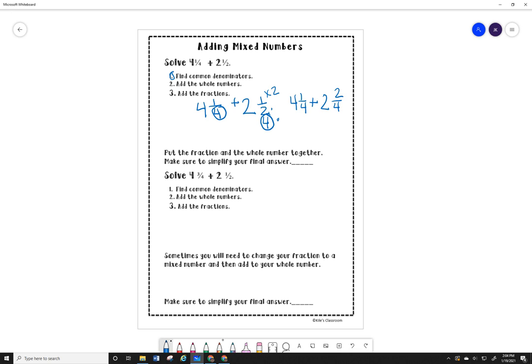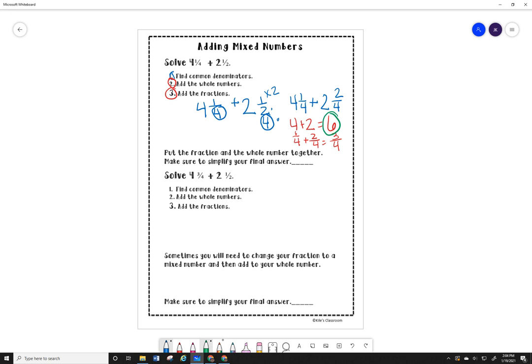So step 2 says that we are going to add the whole numbers together. So I'm going to say 4 plus 2 is 6. And then step 3 is to add the fractions. 1/4 plus 2/4 is 3/4. And I'm going to put those fractions and whole numbers together, and then make sure I simplify my answer at the end.